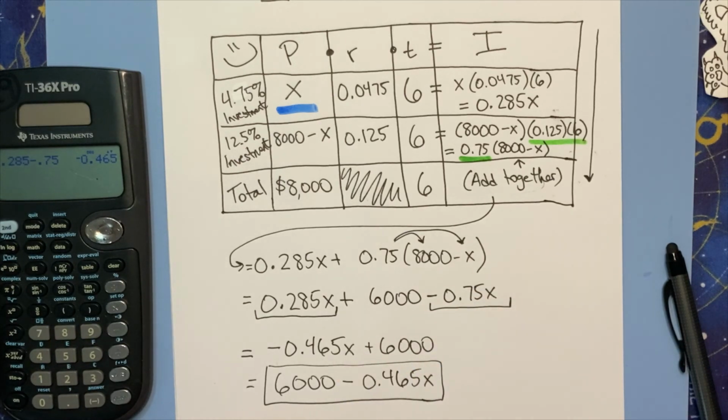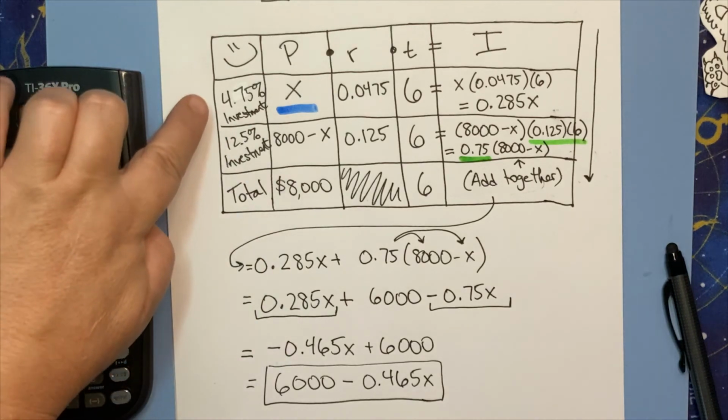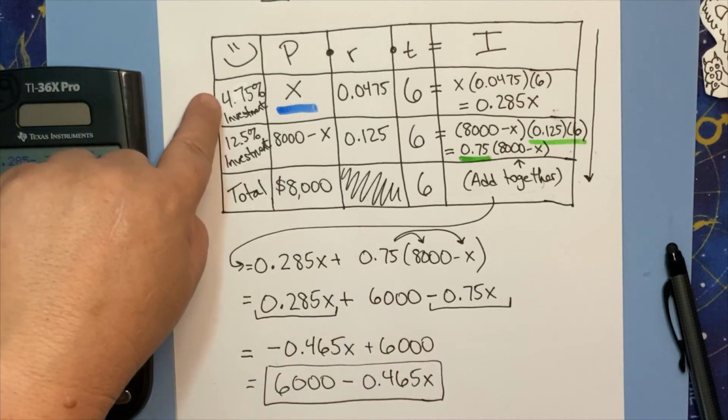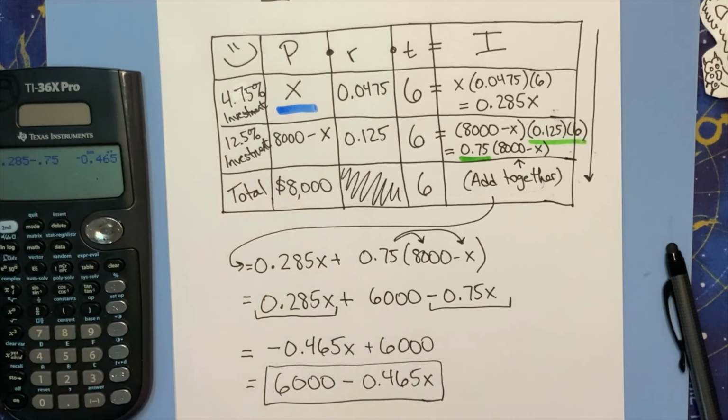Very high risk. But for every dollar you put into this 4.75%, as I'm recording this, still a pretty good rate of return, although interest rates are currently rising as I record this. So it may not be great when you're watching this. It's hard to know what's going to happen in the future, but still pretty good. But for every dollar I put into this investment, I'm going to take away 46.5 cents from 6,000 total. So this gives me an expression.